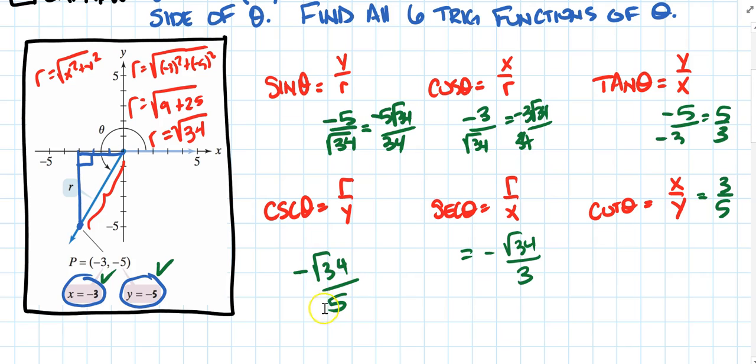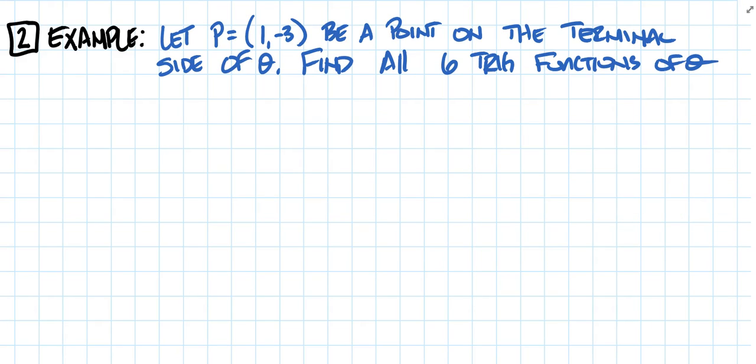And that's really all there is to it. Okay, box number 2 is another example. Let's do this one together from start to finish. Let P be the point (1, -3) on the terminal side of theta. Find all 6 trig functions of theta.